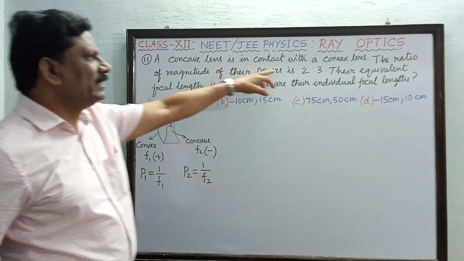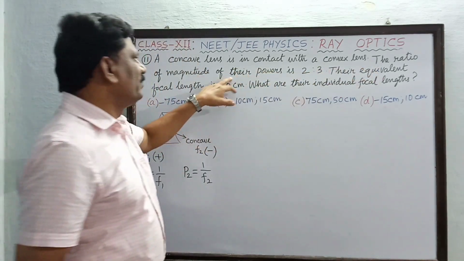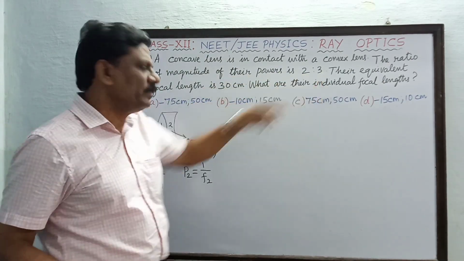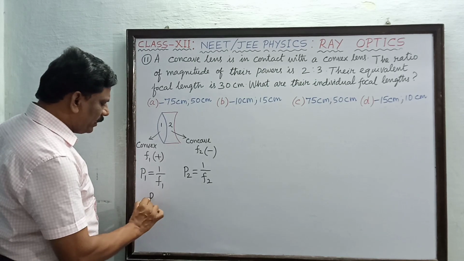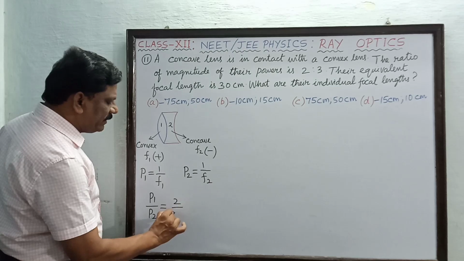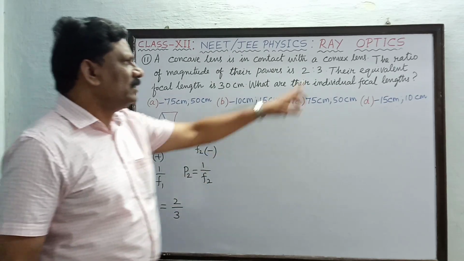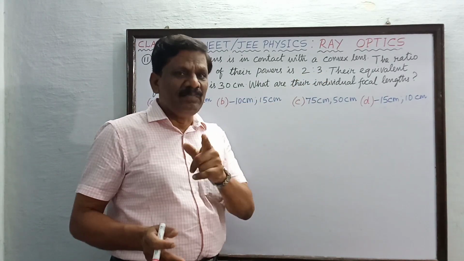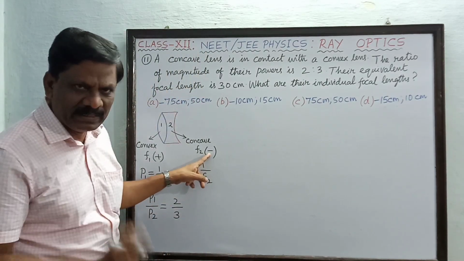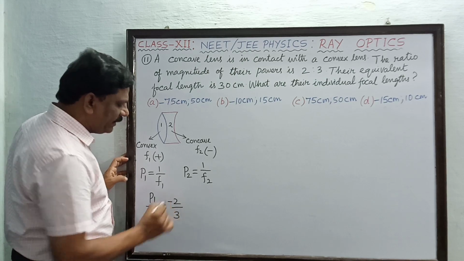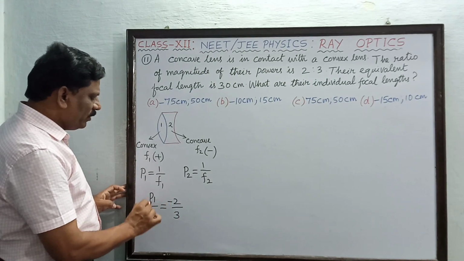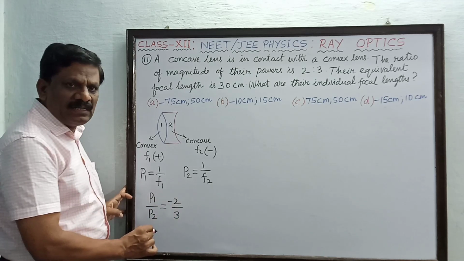Now what is given here? The ratio of their powers, P1 is to P2. So I will write P1 divided by P2, equal to 2 by 3 in magnitude. 2 by 3 is only the ratio of their magnitudes. But one of the lenses is having a negative focal length and negative power. Therefore here you have to write a negative sign. So this is very, very important. So P1 by P2 is equal to minus 2 by 3.